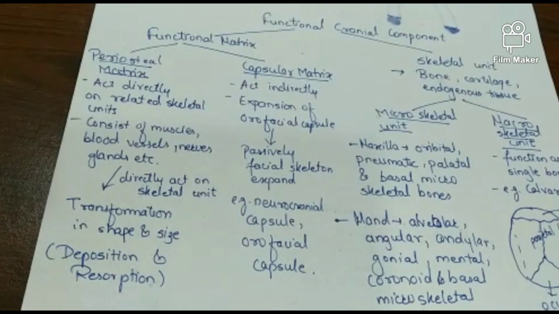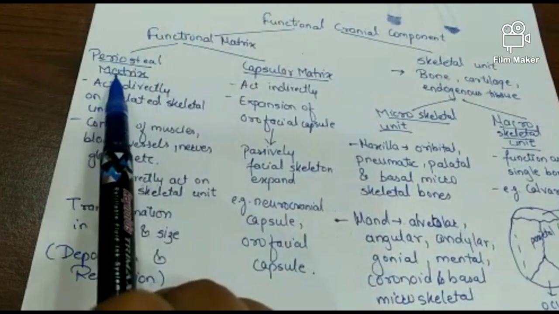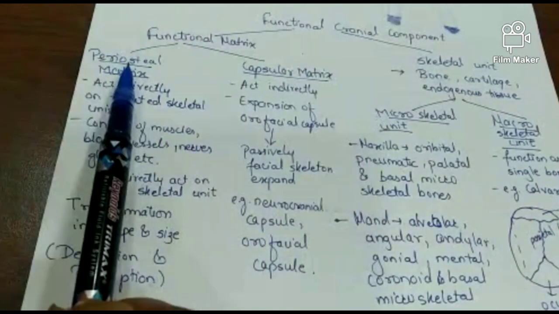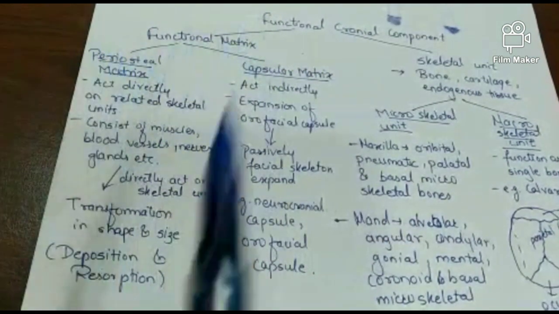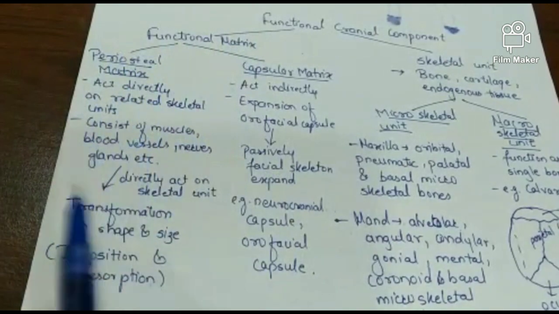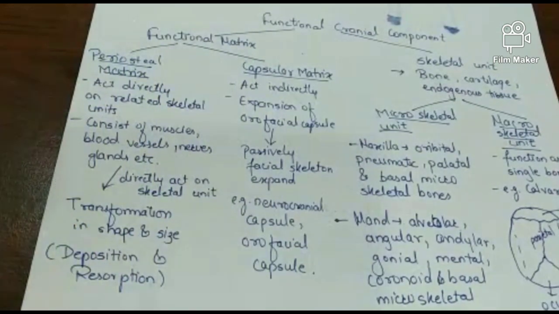Now, moving towards the functional matrix. The functional matrix is again divided into periosteal matrix and capsular matrix. First, we will learn about the periosteal matrix. Here it acts directly. This matrix acts directly on related skeletal units. It consists of muscles, blood vessels, nerves, glands, etc.